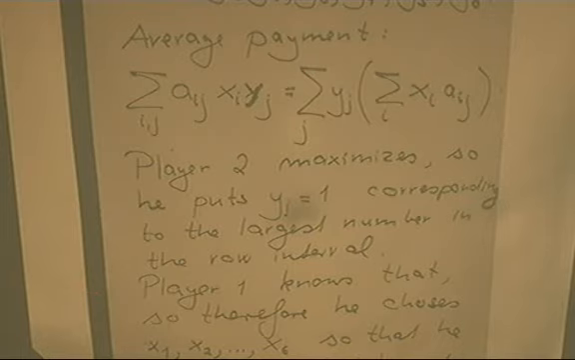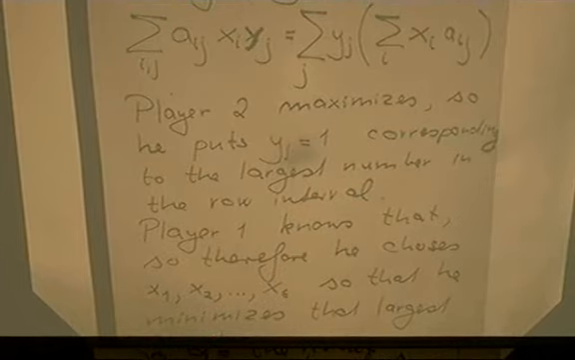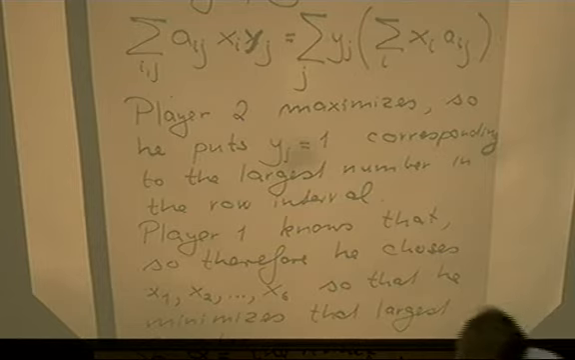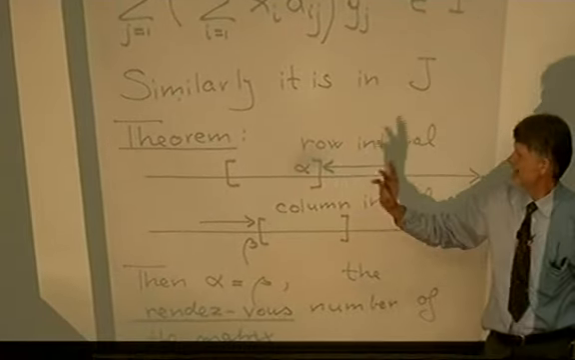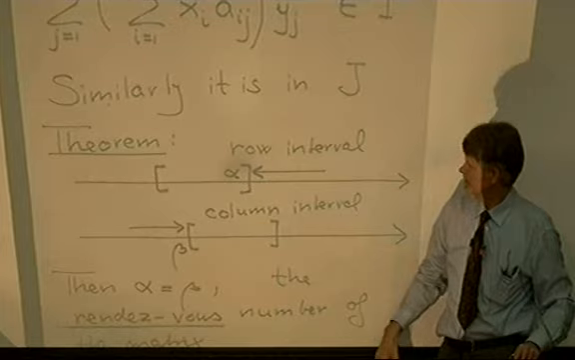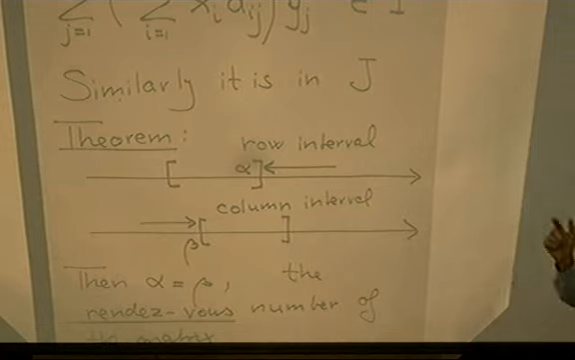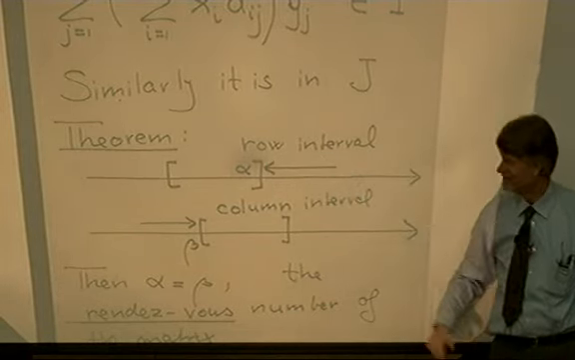But player 1 knows that. So therefore, of course, he chooses these so that he minimizes that largest number. So maybe you remember the first picture. Let me remind you of the first picture. So here is the row interval. And player 2 chooses the biggest element in the row interval. And player 1 knows that, and therefore he will push that number as low down as possible so that he can pay as little as possible to player 2. And this means that we get the rendezvous number of the matrix.